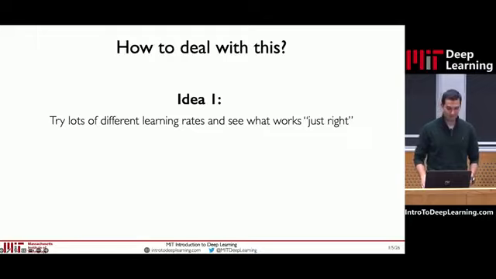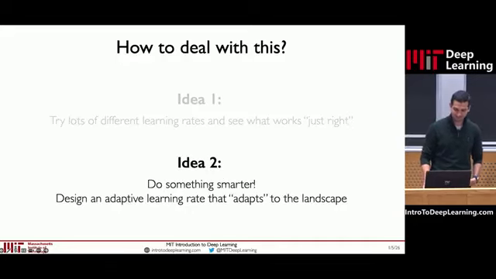So how do we deal with this? How do we actually set the learning rate? One option is just to try a bunch of different learning rates and see what works best. And actually, this is not as crazy of an option as it sounds like. But can you do something smarter than this?